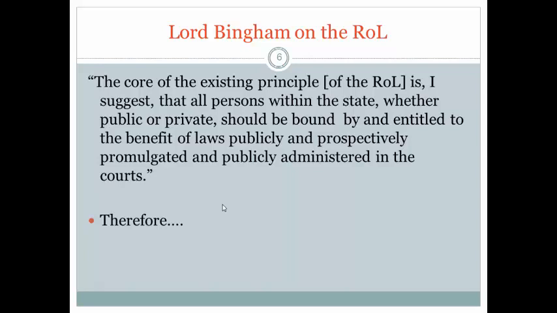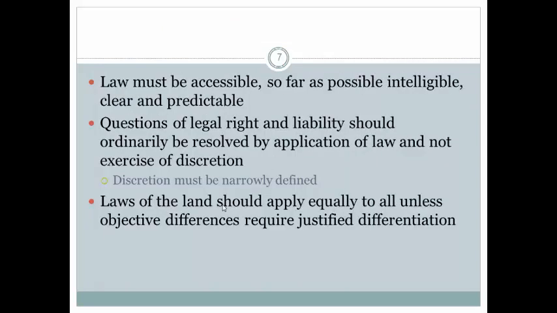Then Lord Bingham went on to identify 8 sub-rules to the rule of law, and I've highlighted them here, but if you want to know more, I would advise you to go and read the article. First of all, Lord Bingham says that the law must be accessible, intelligible, clear and predictable. So here Lord Bingham says there must be certainty. Certainty to know what the law requires of me. In order for any state to say that there is compliance with the rule of law, Lord Bingham says the law can't be secret. It must be accessible. We must know what is required.